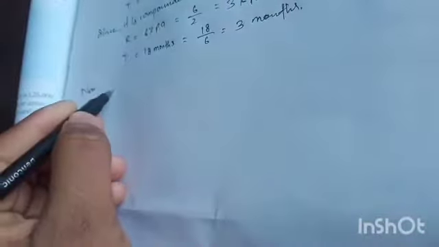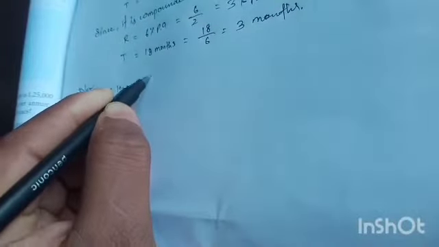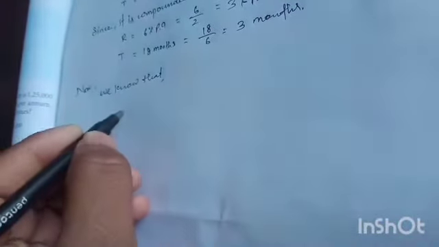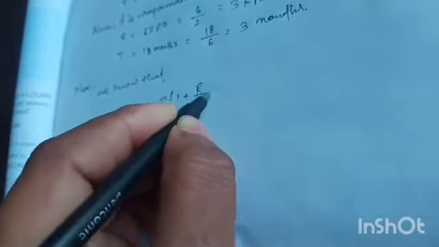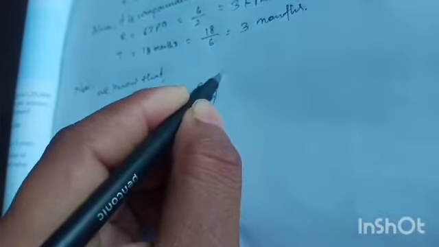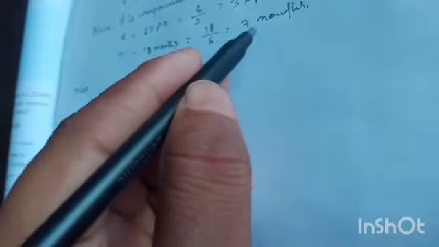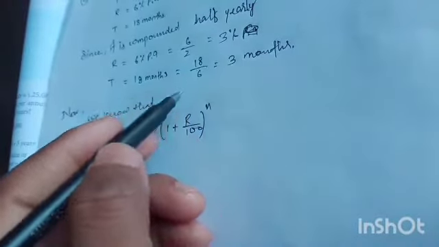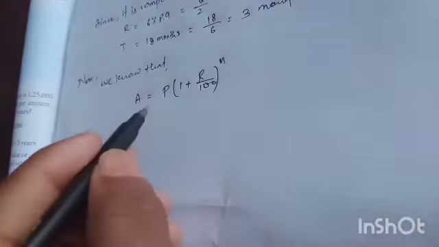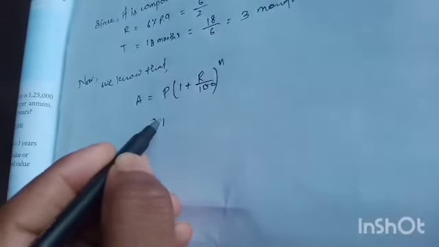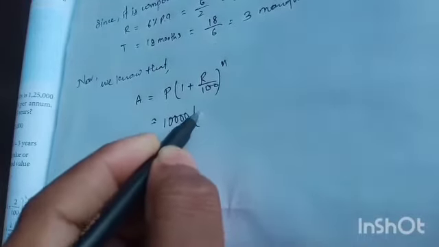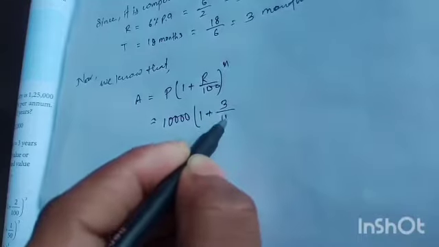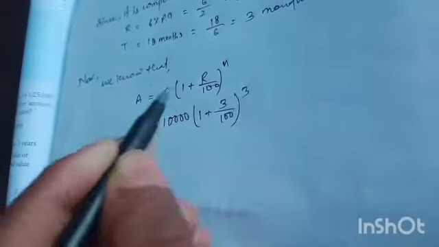Now we know that amount is equal to principal into (1 plus R by 100) to the power n. Here n means how much? 3 months it is getting. Then R is how much? 3% is getting, right? So put the values. Principal means how much? 10,000, right? 10,000 into (1 plus 3 by 100) to the power 3.